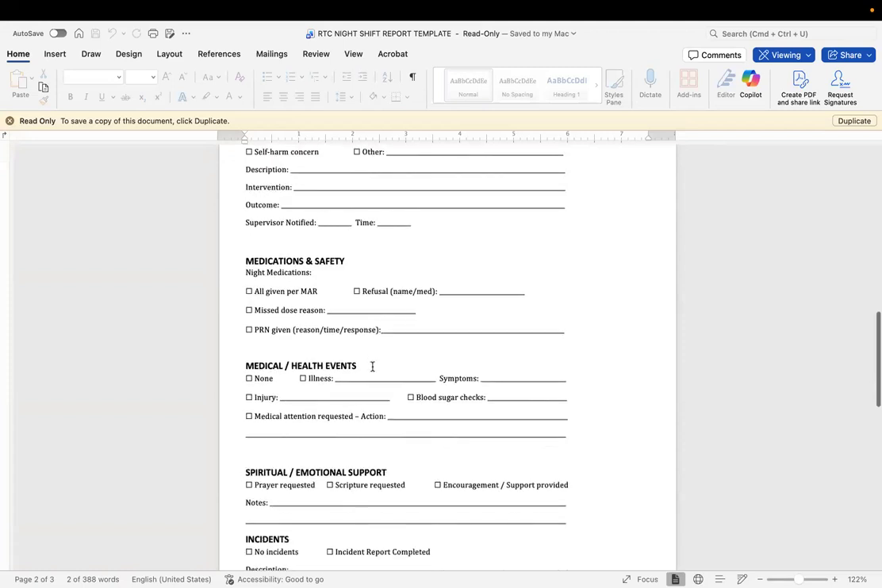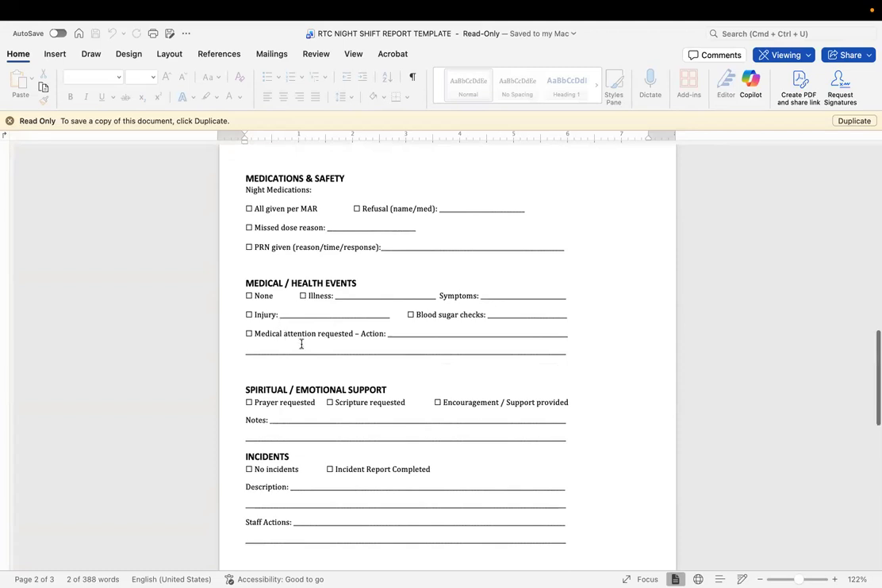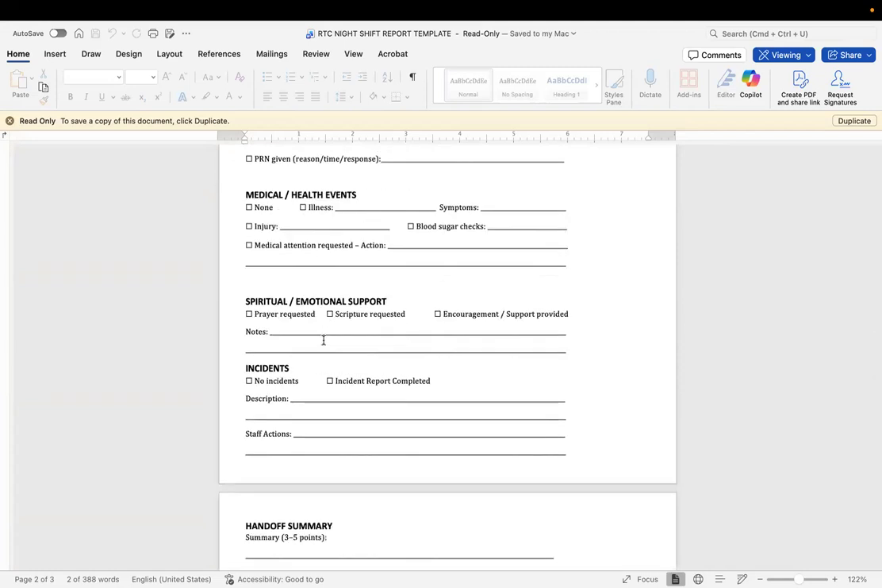Medication safety, did they have any meds even? Most of the time this is going to be no, unless it's first thing in the morning, and then you would articulate that. Medical health events, so did anything happen? Any injuries, any blood sugar issues? It's basically the same thing that you did on the other.